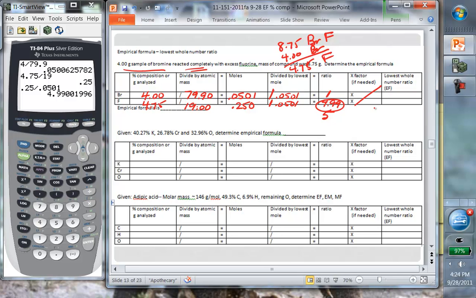There is no factor needed. I don't need to go any further. And the formula for this compound is I've got 1 bromine to every 5 fluorines. And this is my empirical formula.